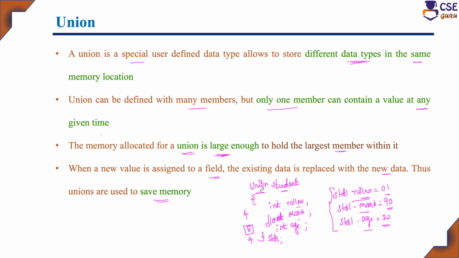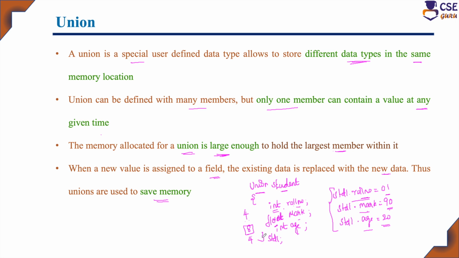See here, for this union, in total it will allocate only 8 bytes. In that you can store roll number or mark or age. But a structure will allocate 4 bytes separately for this integer, 8 bytes separately for this floating point, and again 4 bytes separately for this integer.